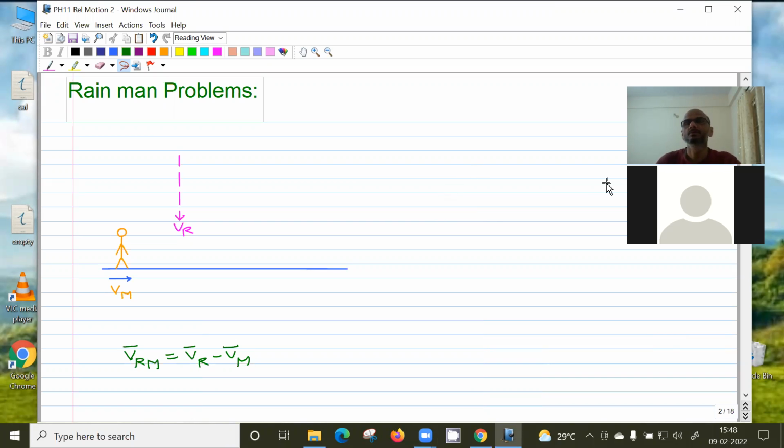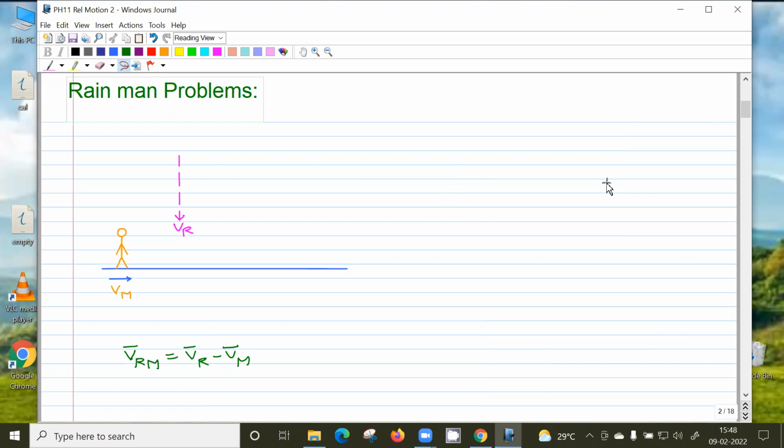So I just want to summarize what we did last time. Okay. So this is a rain-man problem. Here the man is walking with a velocity Vm, and the rain is falling vertically down. So this is with respect to ground or with respect to the man? With respect to ground. Okay. So with respect to the ground, this thing is falling vertically down.